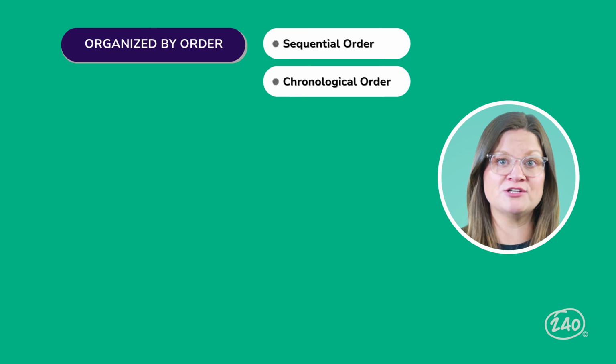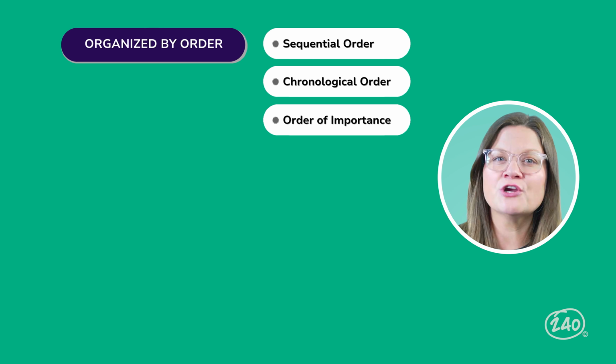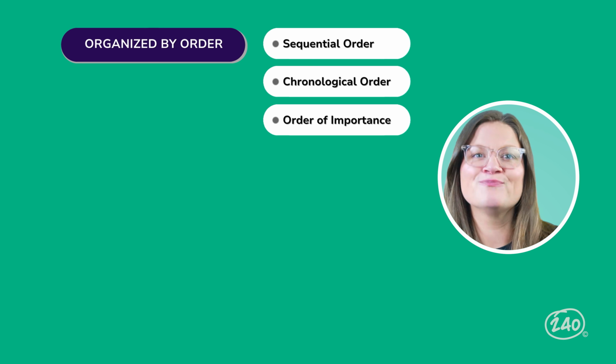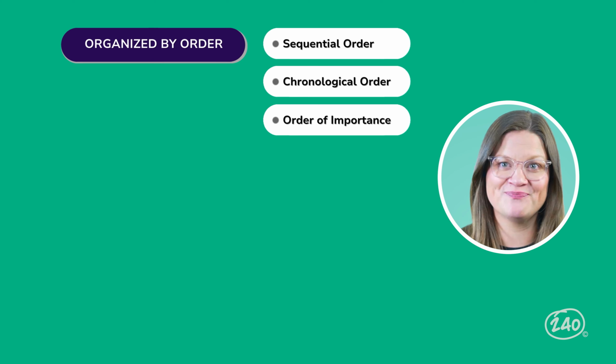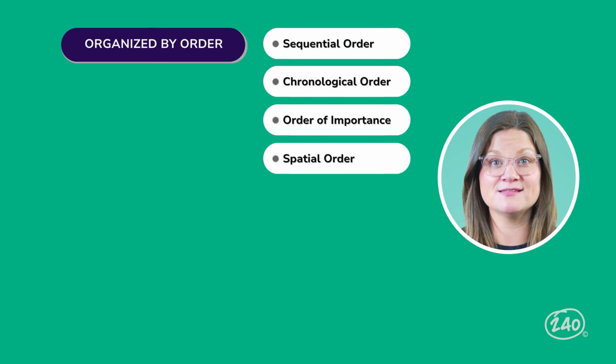Sometimes, authors arrange their writing by order of importance, by starting or ending the writing piece with the most important claim. Look for terms like most importantly near the top or bottom of the page. Spatial order is an arrangement of ideas related to physical space. Authors may use this technique when they keep ideas together based on geography.